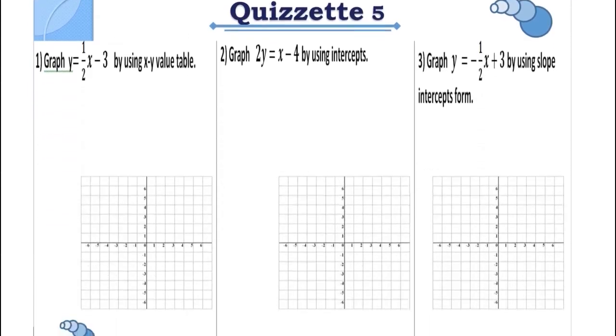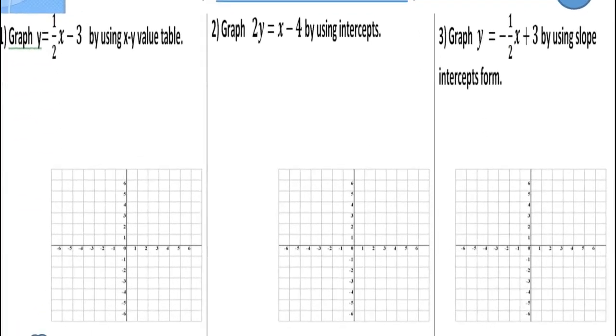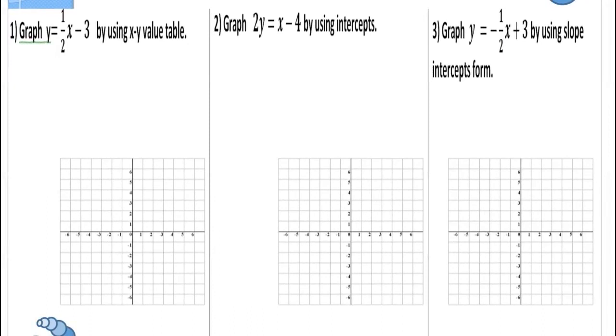Okay, Quizette Day 5, we're going to graph a linear equation in 3 different ways. Problem 1, we're going to use an X and Y value table. So you're going to draw an X and Y value table. Choose any number for X. I'm going to choose 0, 2, 4. Instead of 0, 1, 2, 3, I choose 0, 2, 4. The reason is we have a fraction. So if you choose numbers that are divisible by 2, it's going to be easier to calculate.